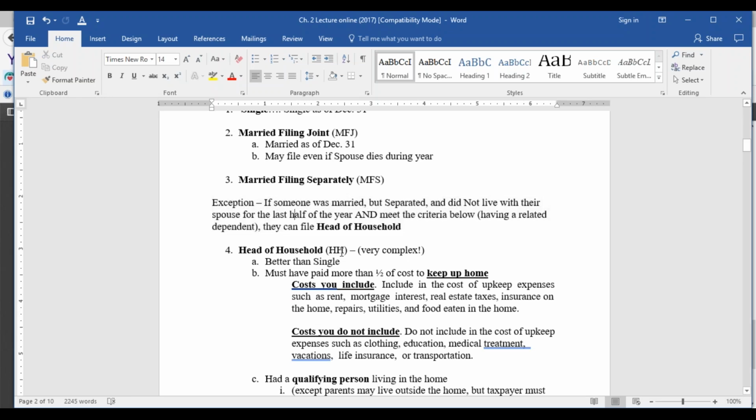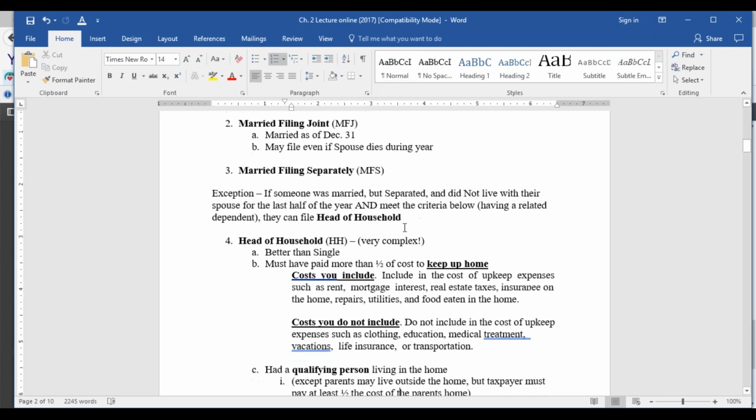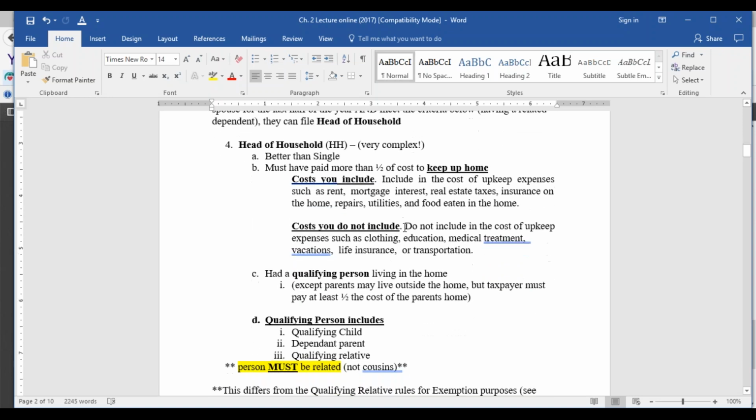So remember the exception. If your spouse has not lived with you and you have not been with them for the last 6 months, and you do have kids at home and you take care of them, they are your dependents, you can file for head of household. So that takes us then to what is head of household? Well, head of household is a step up from being single. You get a better standard deduction, more money to take off of your income.